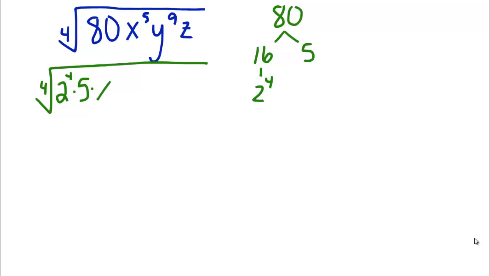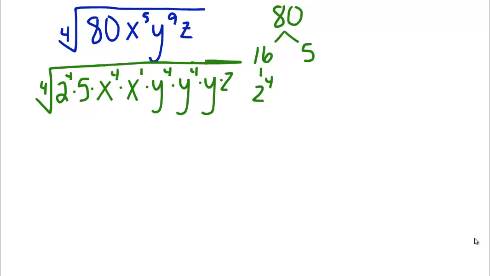x to the 5th is x to the 4th times x to the 1st. y to the 9th is y to the 4th times y to the 4th times y. Could I have written that a simpler way? I know that that's y to the 4th squared times y. So maybe I could have written that in a simpler way, but I think I'll leave it like this for now. Times z. The z had the power of 1. There's nothing much more we can do with that. Let me just separate that off there.